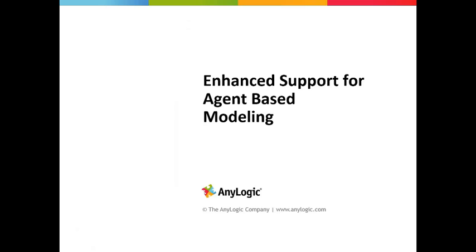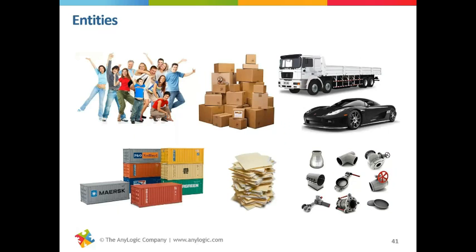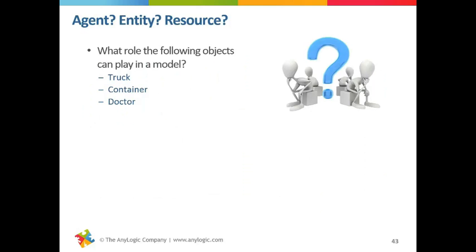Enhanced support for agent-based modeling. Agents can be people, vehicles, things, and organizations. Entities can also be people, vehicles, or a variety of objects. And so can resources. This begs the question, what role does a truck, a container, or a doctor play in a model? They can be an agent, an entity, or a resource.